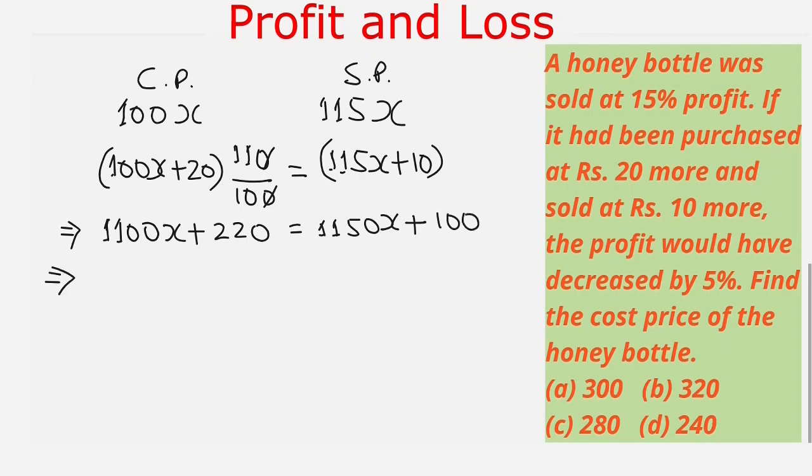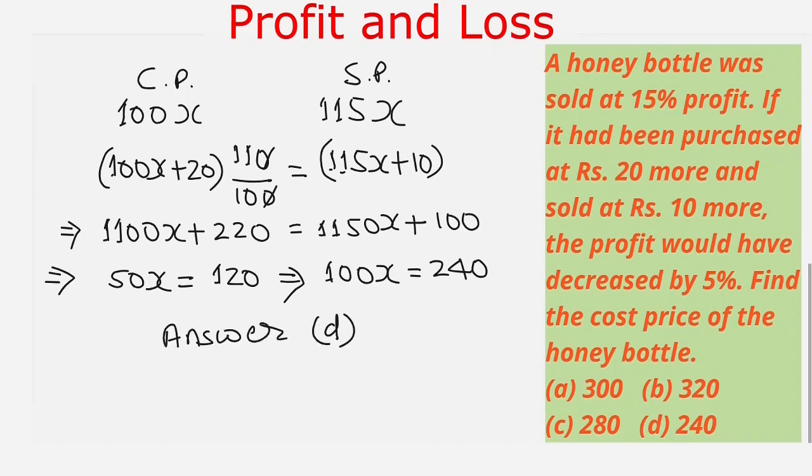Solving, 1150x minus 1100x gives us 50x equal to 220 minus 100, which is 120. We had assumed our cost price as 100x, so we multiply both sides by 2 to get 100x. Therefore 100x equals 240. Thus the cost price of the honey bottle comes out to be rupees 240, and from the given options our answer is option D, rupees 240.